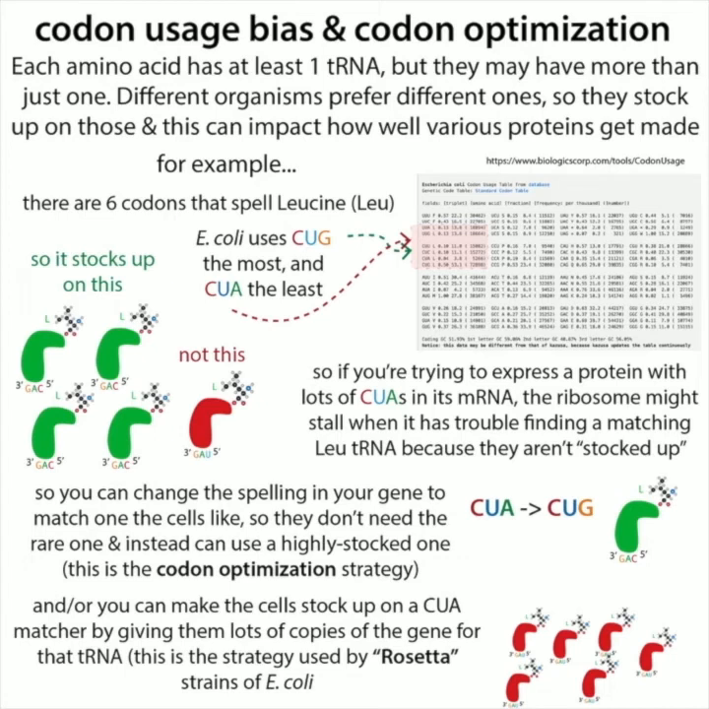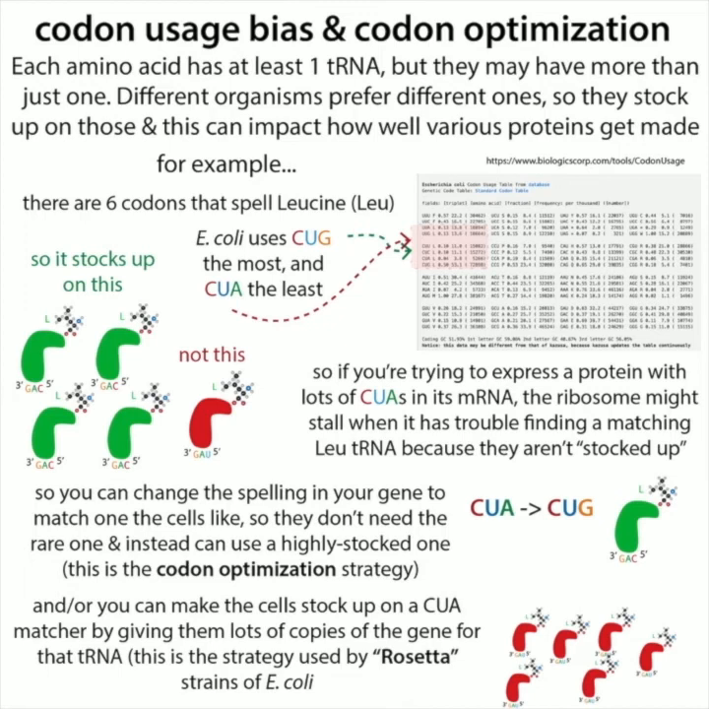And so cells tend to stock up more on the tRNA. The tRNA is the molecule that brings the amino acid. On one end it has an anticodon that matches the codon, and on the other end it holds on to the corresponding amino acid. Different tRNAs recognize different codons, so you can have multiple tRNAs for the same amino acid that are recognizing multiple codons. Cells tend to have codons that they prefer, which is called codon usage bias, and so they're going to stock up more on those corresponding tRNAs.